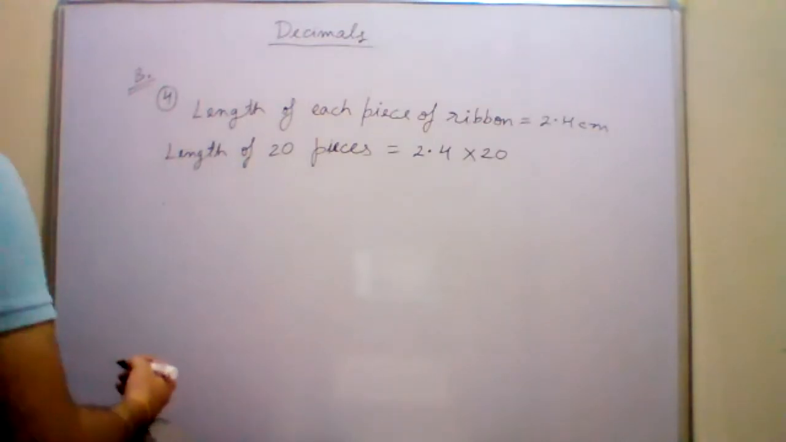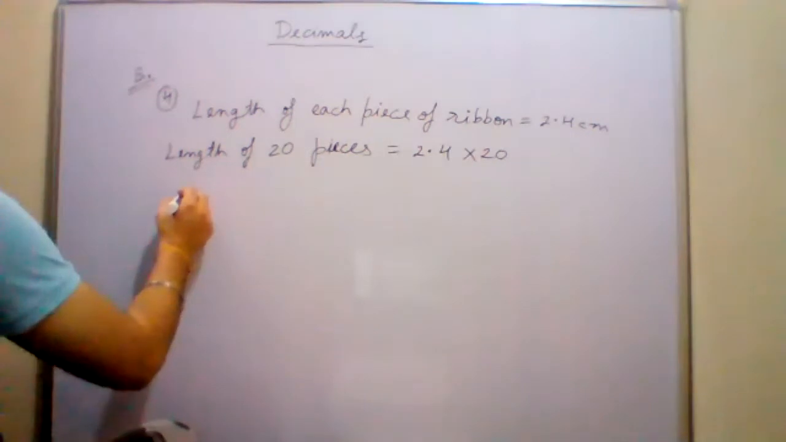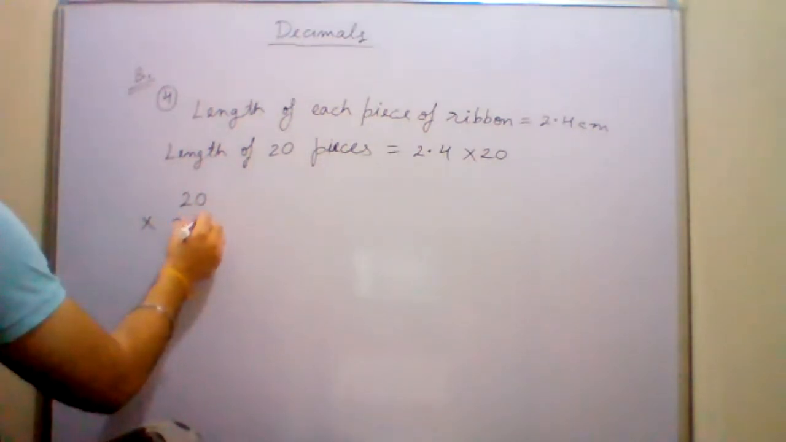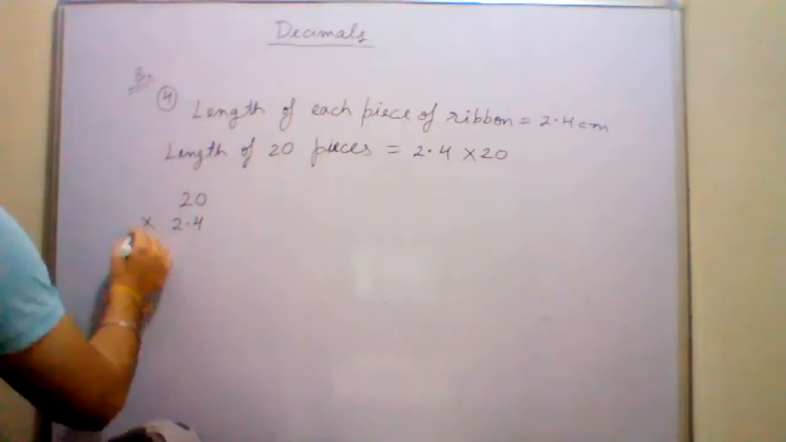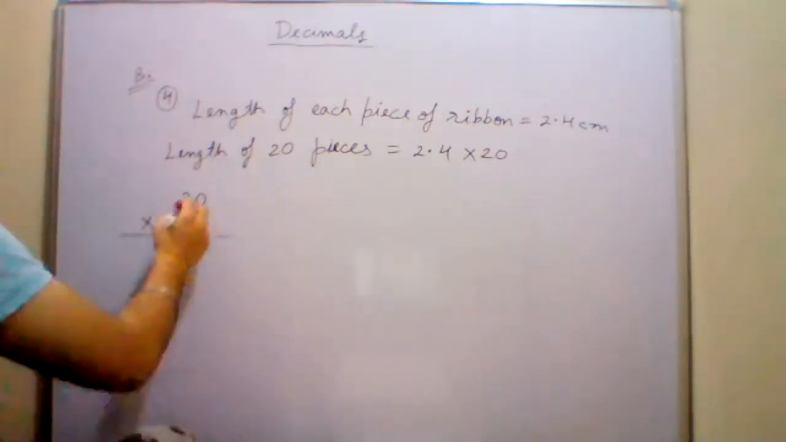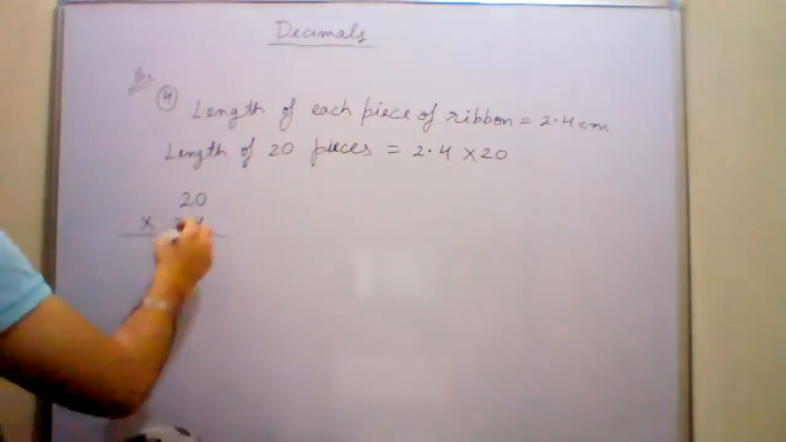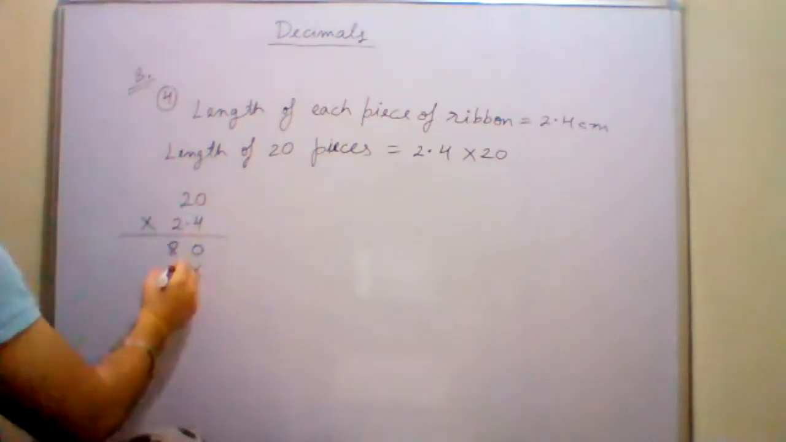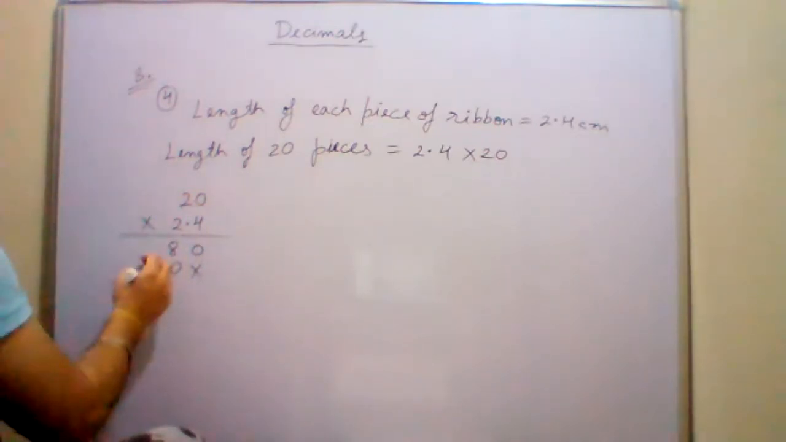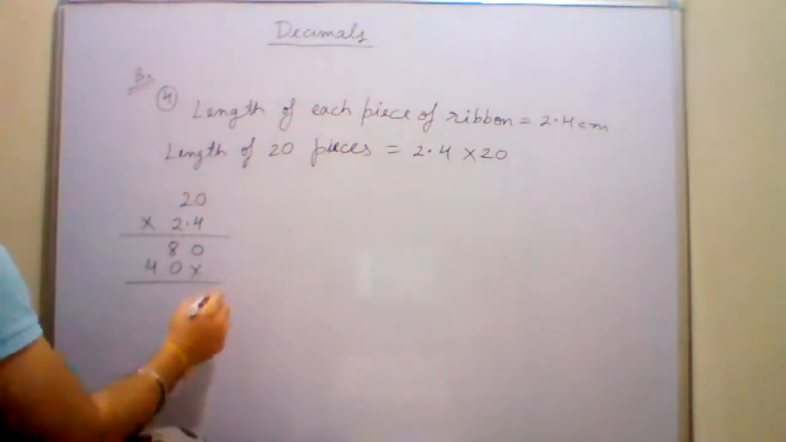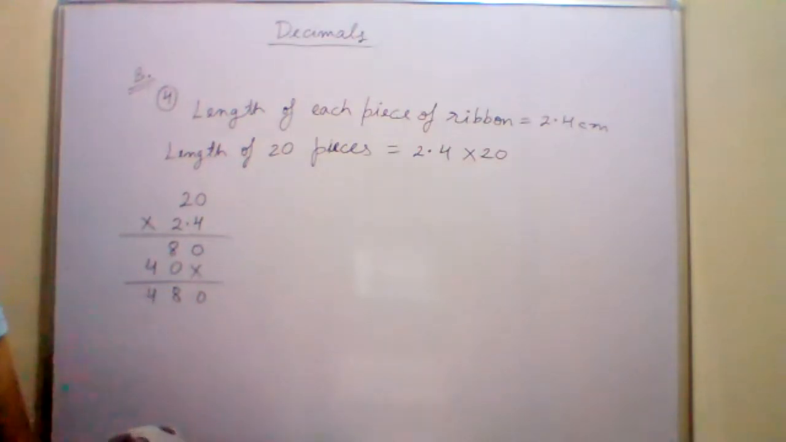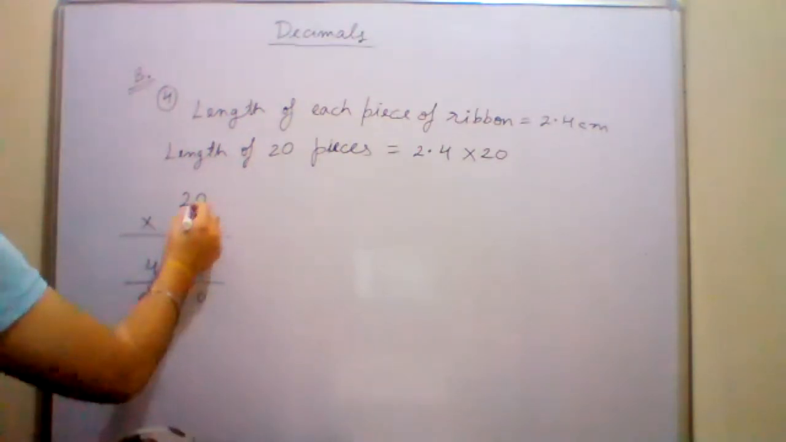48 centimeters. 20 multiplied by 2.4. 4 into 0, 0. 4 into 2, 8. 2 into 0, 0. 2 into 2, 4. 0, 8, 4. Now, how many decimal places are there?